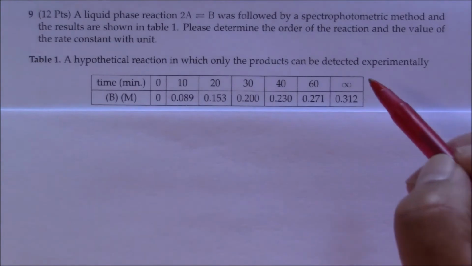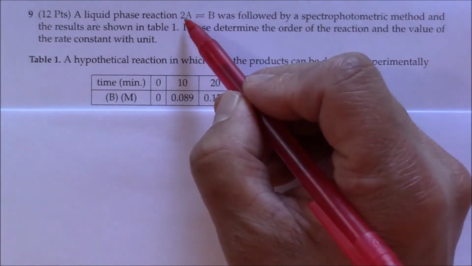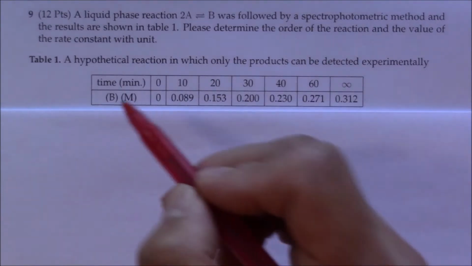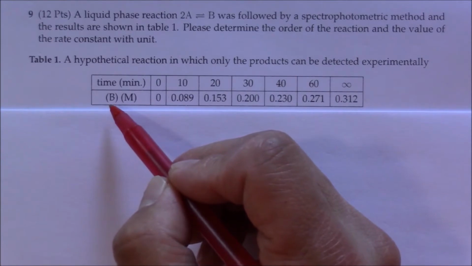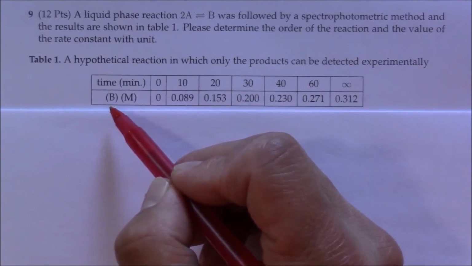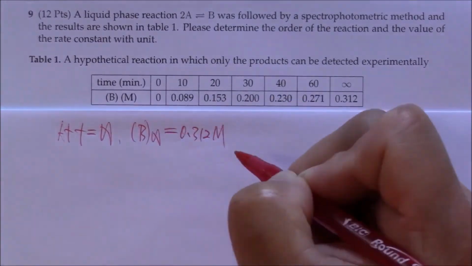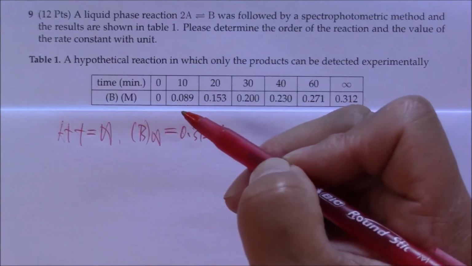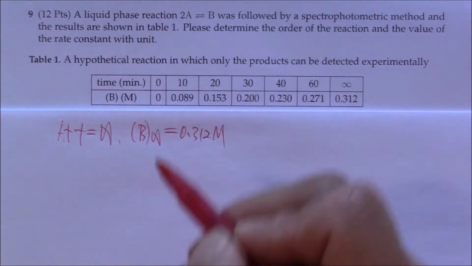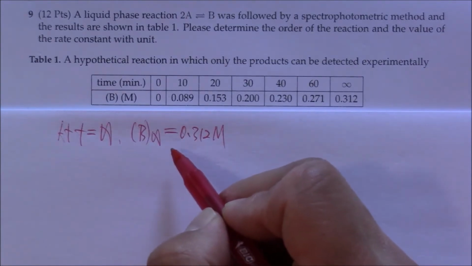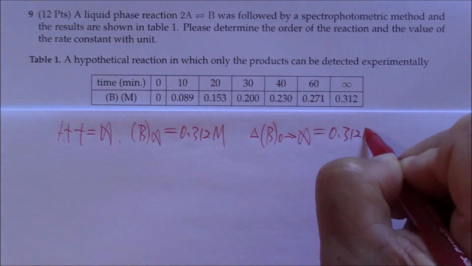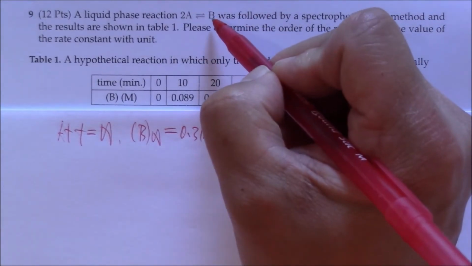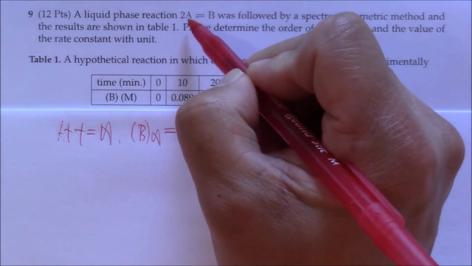As we know, at T equal to infinity, all the reactant will be converted into the product. Therefore, from the infinity concentration of the product, we can calculate the initial concentration of the reactant. Since we know the initial concentration of the product is 0, the change from T equal to 0 to T equal to infinity is equal to this number. From the balanced chemical equation, we can know the ratio between the change of the product and the change of the reactant.